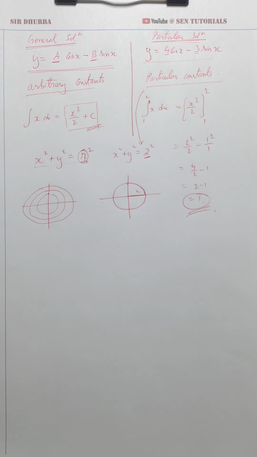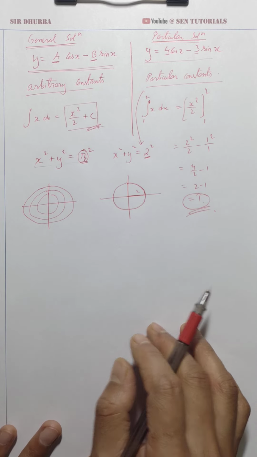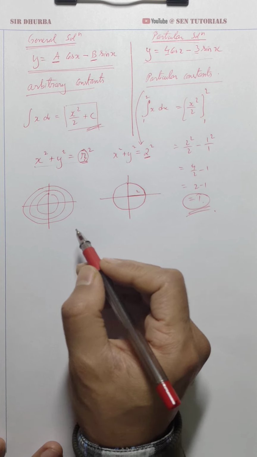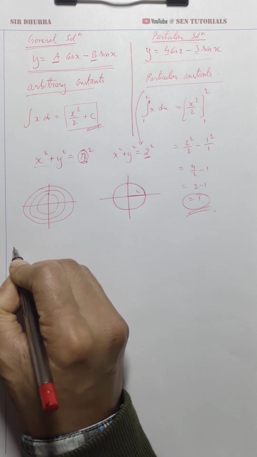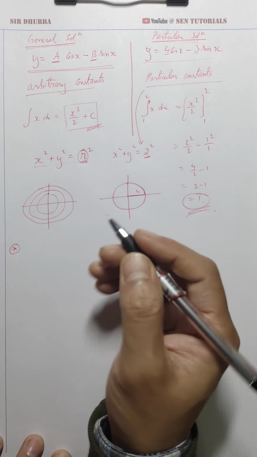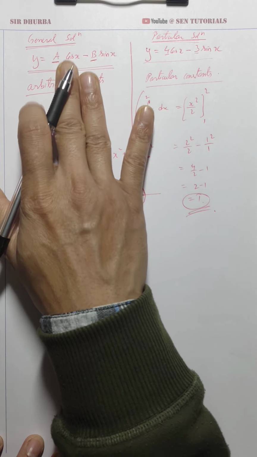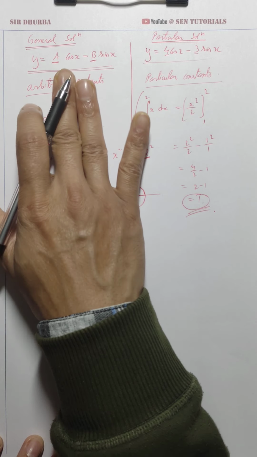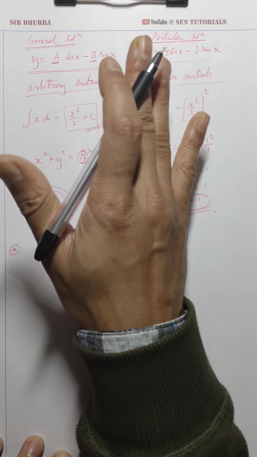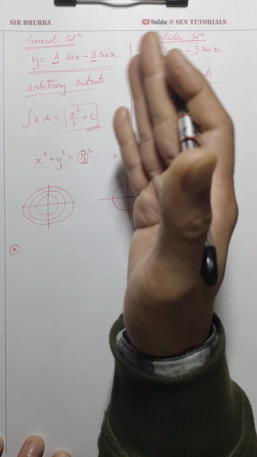Okay, so with that, let's move on to a question. Of course, in the next exercise we'll be talking about this also, but do remember one important point: the number of arbitrary constants in a general solution will be equal to the order of the differential equation.